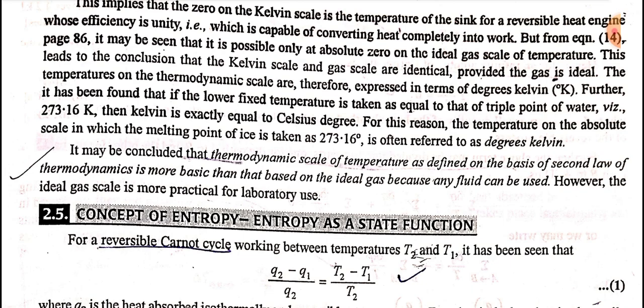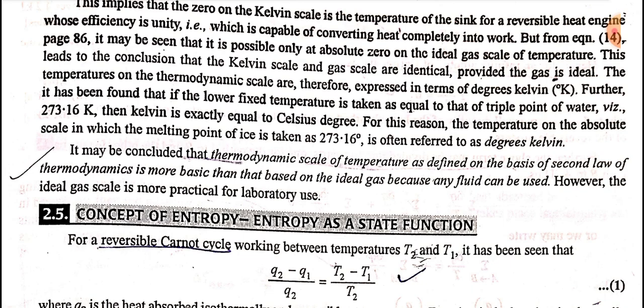But from equation 14 on page 86, it may be seen that it is possible only at absolute 0 on the ideal gas scale of temperature. This leads to the conclusion that the Kelvin scale and the gas scale are identical provided the gas is ideal. The temperatures on the thermodynamic scale are therefore expressed in terms of degree Kelvin.